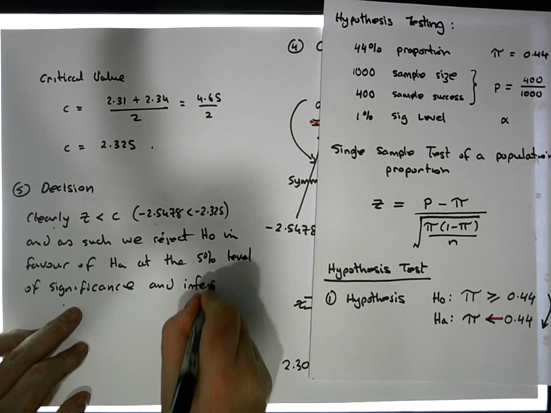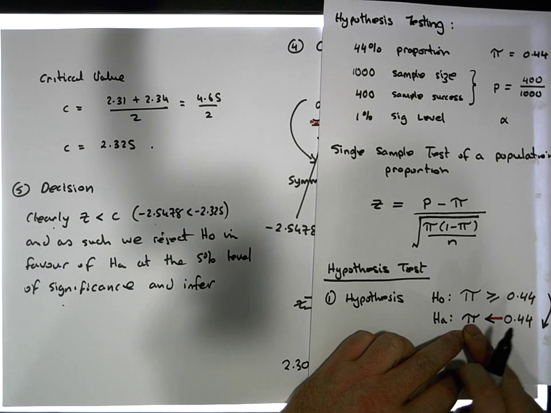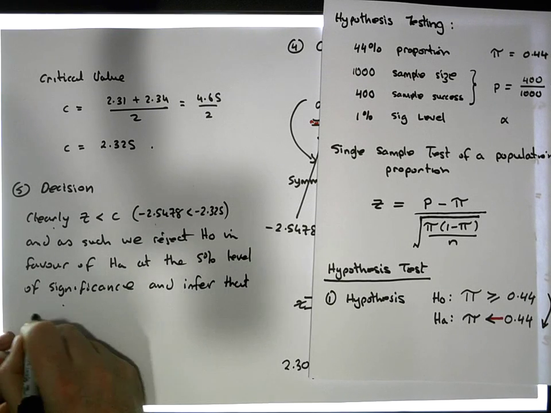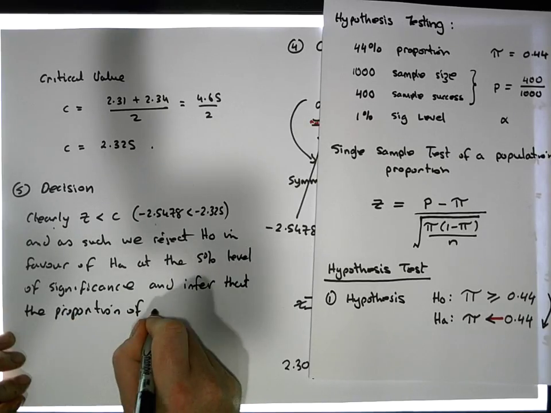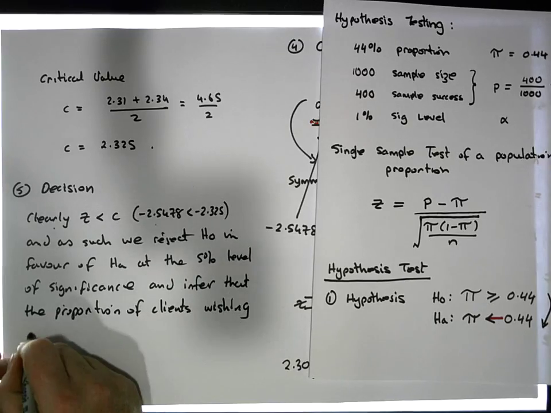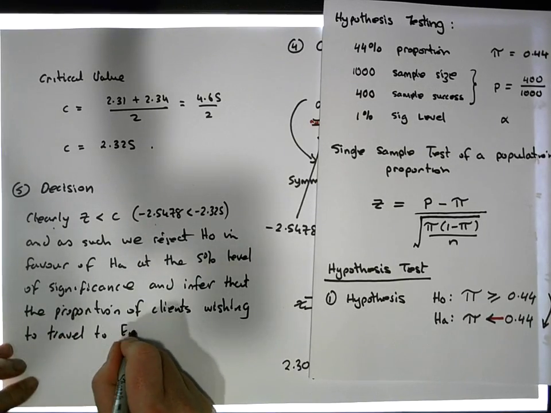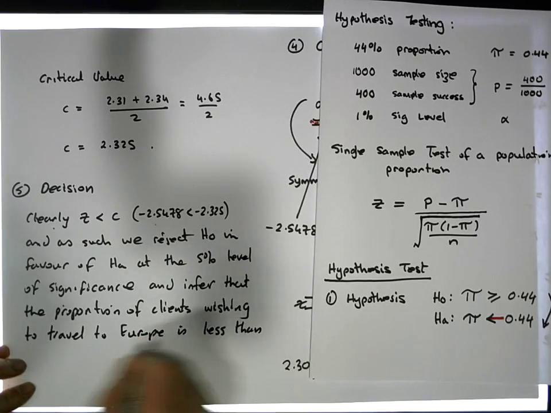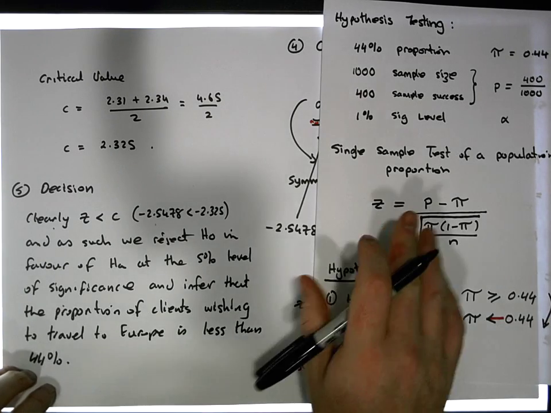Well, what are we inferring? We're inferring this alternative now, which says that the population proportion is less than 44%, and infer that the proportion of clients wishing to travel to Europe is less than 44%. Okay, and that's based off our evidence, if that makes sense.